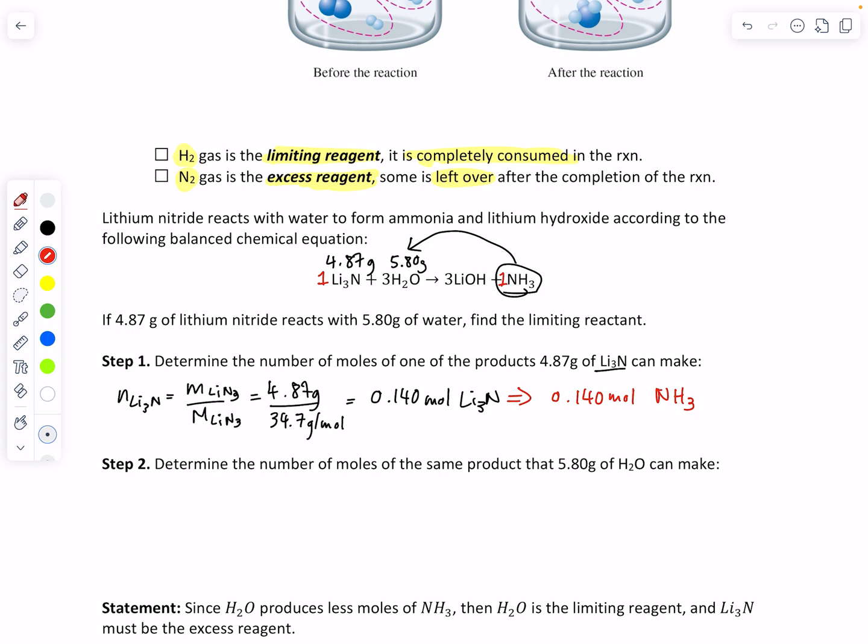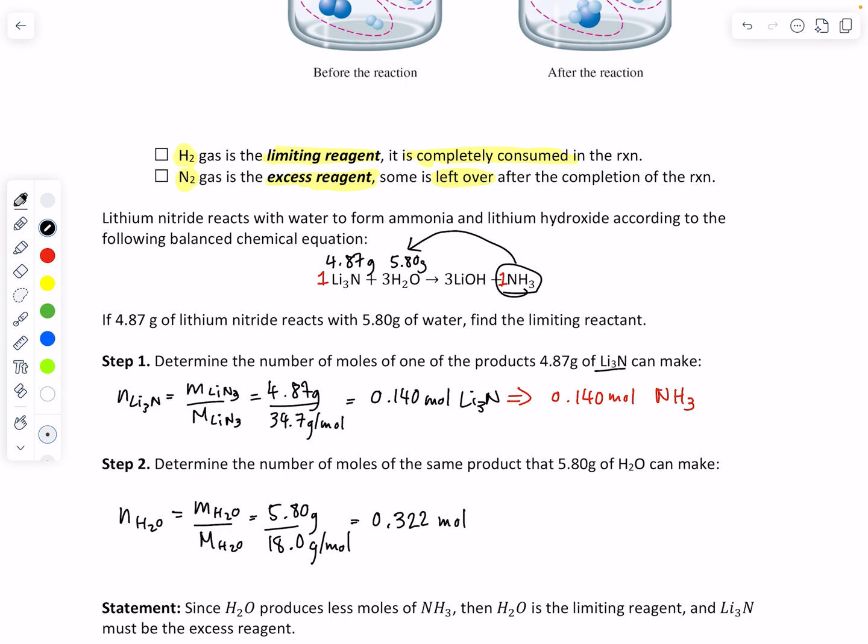So let's find the moles of water by finding the mass of water divided by the molar mass of water. That's 5.80 grams divided by 18.0 grams per mole. If we punch this into our calculator, we get 0.322 moles of water.